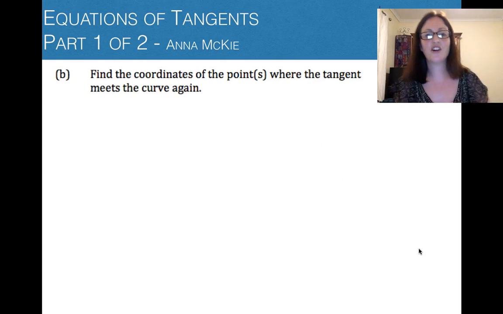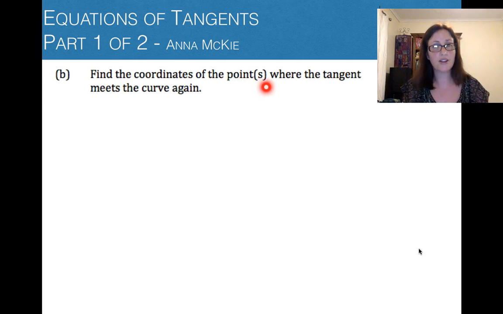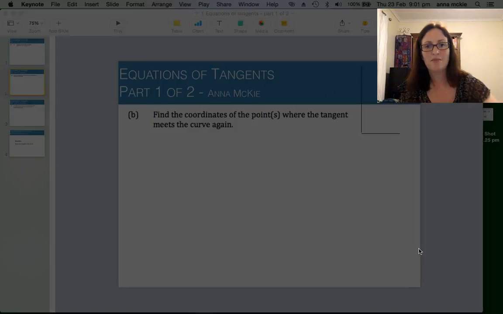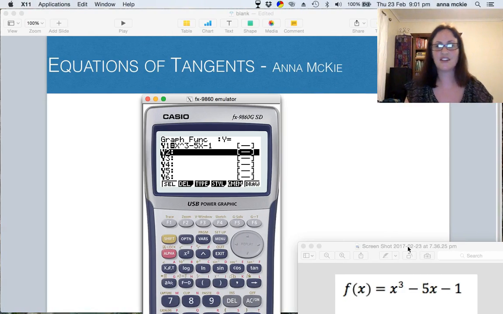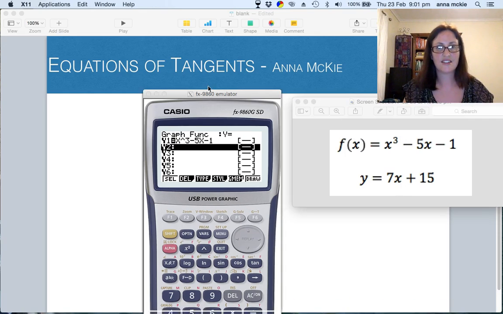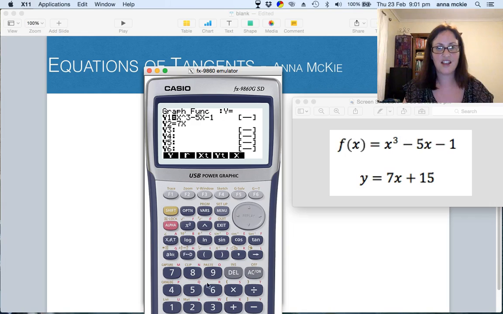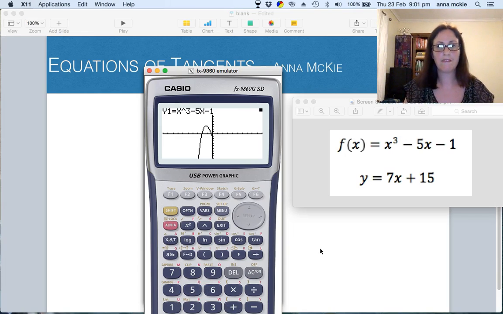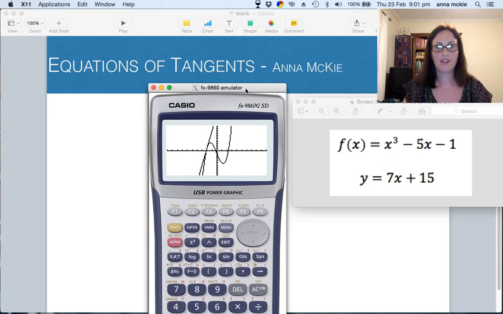So we're asked to find the coordinates of the point or points where the tangent meets the curve again. So let's create a visual for ourselves. Back to our calculators. Hope you've got yours handy. We've now worked out the equation of the tangent, 7x plus 15. Let's add that in, 7x plus 15, graph them. Okay, so the point where they touch is x equals -2, we've found that.